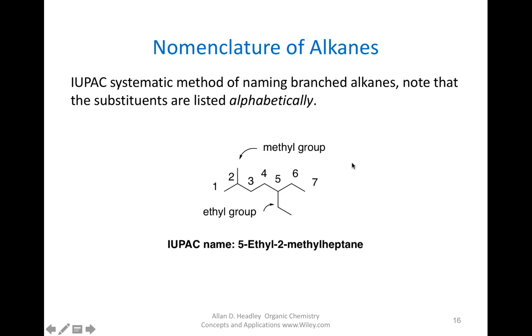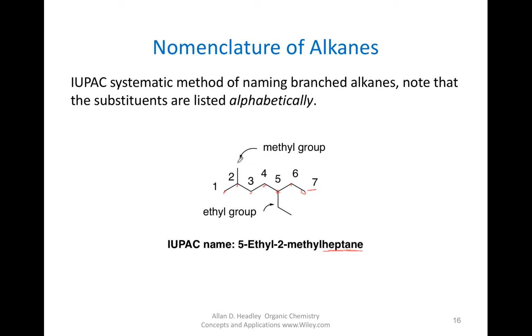Another example here. So let's look at this one. Give the IUPAC name of this molecule. The longest continuous chain here has 7 carbons: 1, 2, 3, 4, 5, 6, 7. Notice even if we went in this direction, it is still 7. You have to check carefully to make sure that you have the longest continuous chain. So since it's 7, it's a heptane.